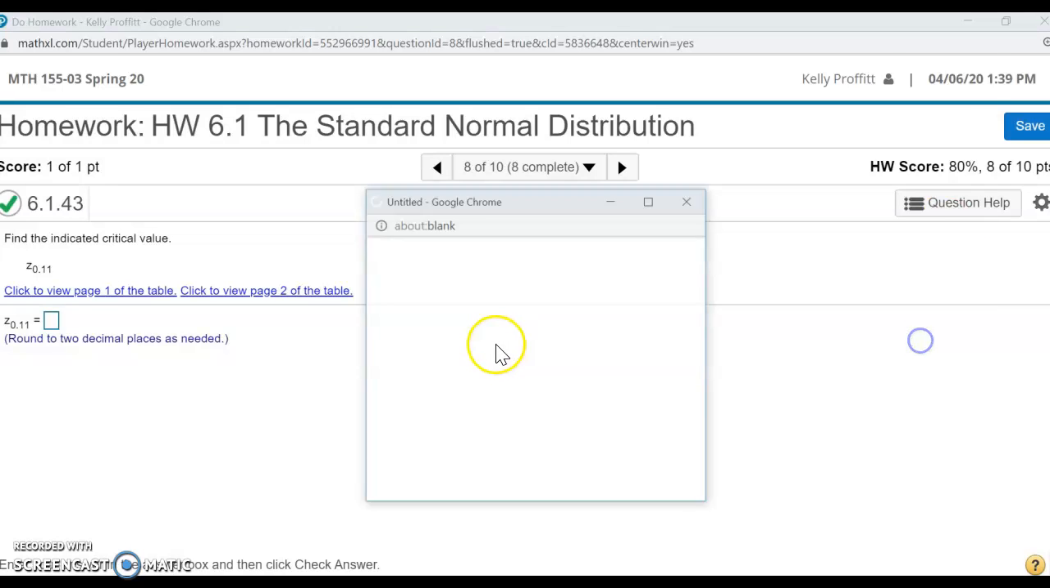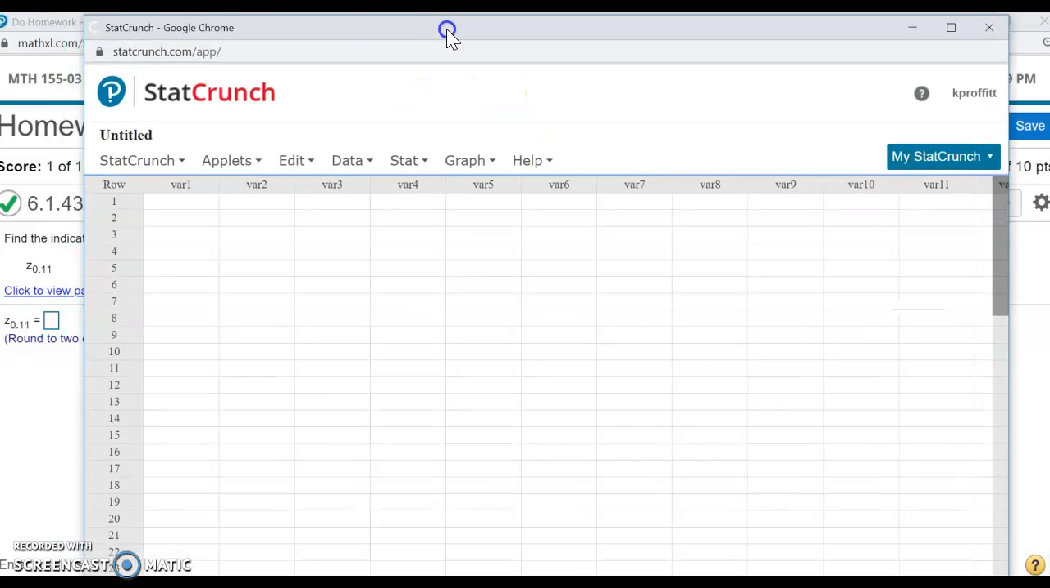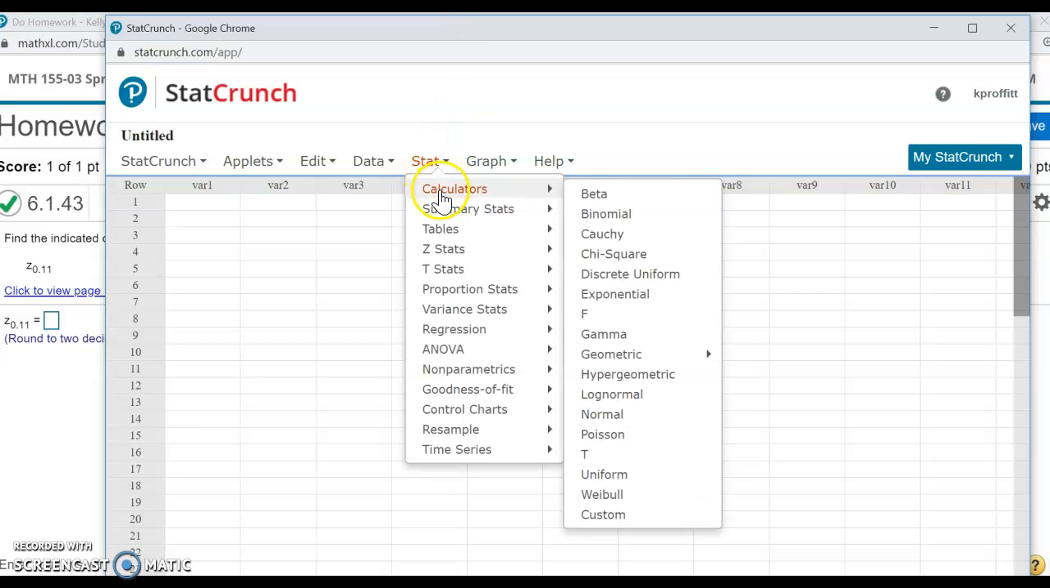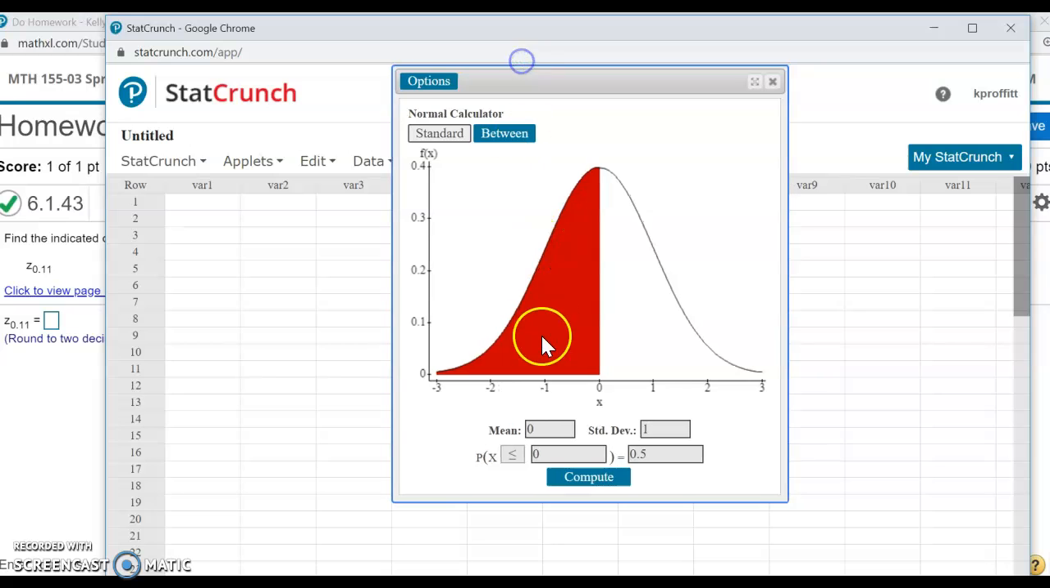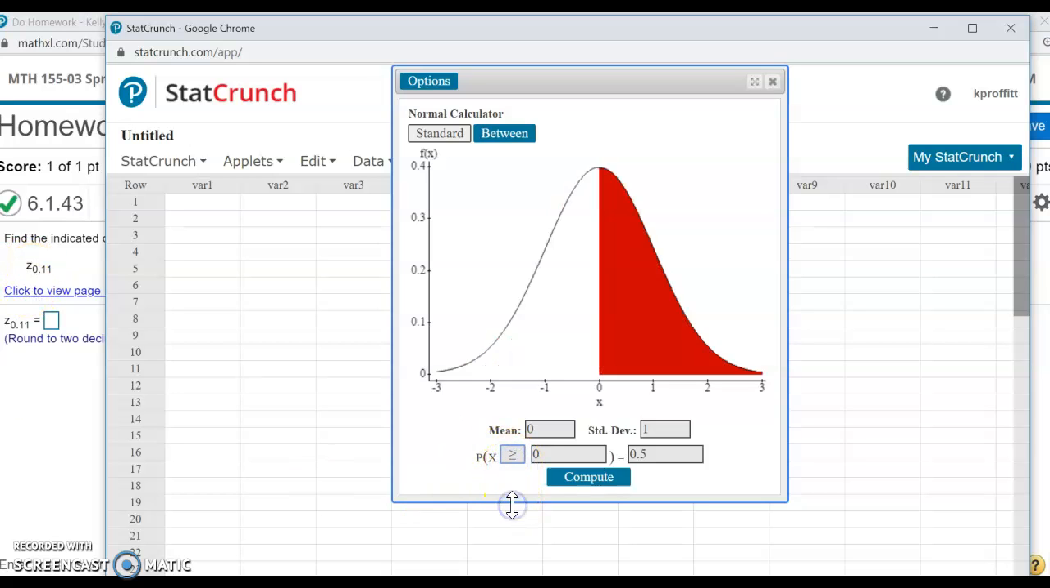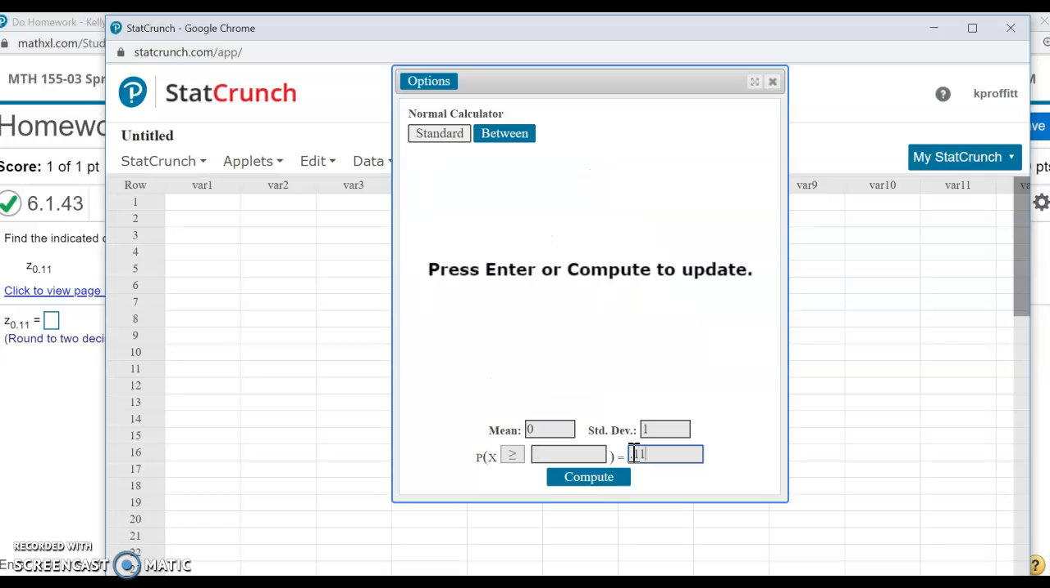So let's go to StatCrunch and I'll show you how to do this one. You go Stat, Calculators, Normal. We're on the standard normal distribution since we're dealing with z-scores. So the mean will be 0, the standard deviation is 1. And since we have the z-score in this form Z sub alpha, we are looking for area to the right of our z-score, and that area to the right is 0.11.